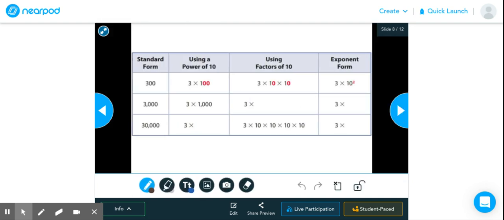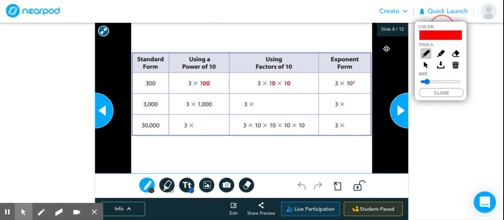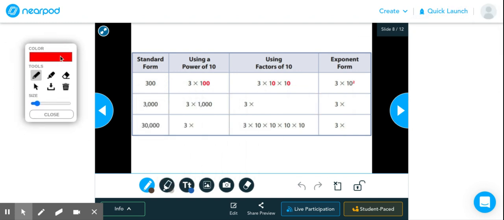Just another slide that's going over the same example. You can see that on the top row, they had already started this problem. So you can see 300, there's those 2 zeros, which is the same thing as saying 3 times 100. Again, those 2 zeros in red, which is the same thing broken down even further as saying 3 times 10 times 10. And as an exponent, 3 times 10 to the second power. Let's go ahead and take a look at the next example.